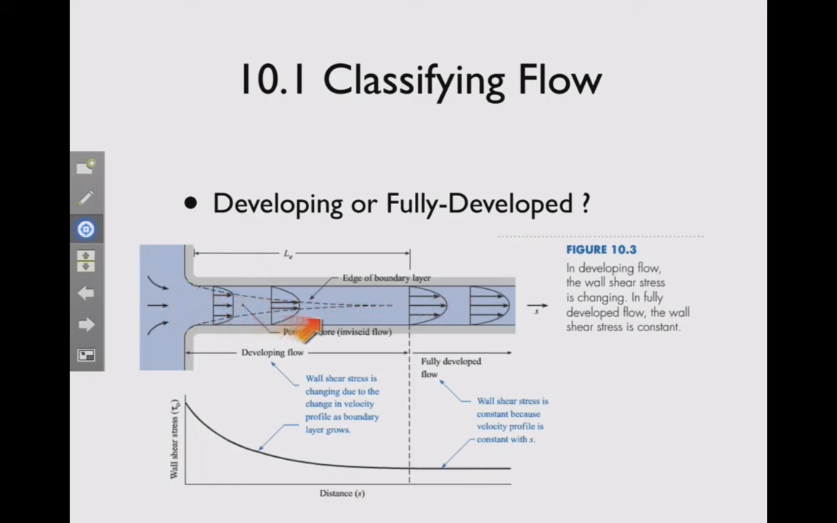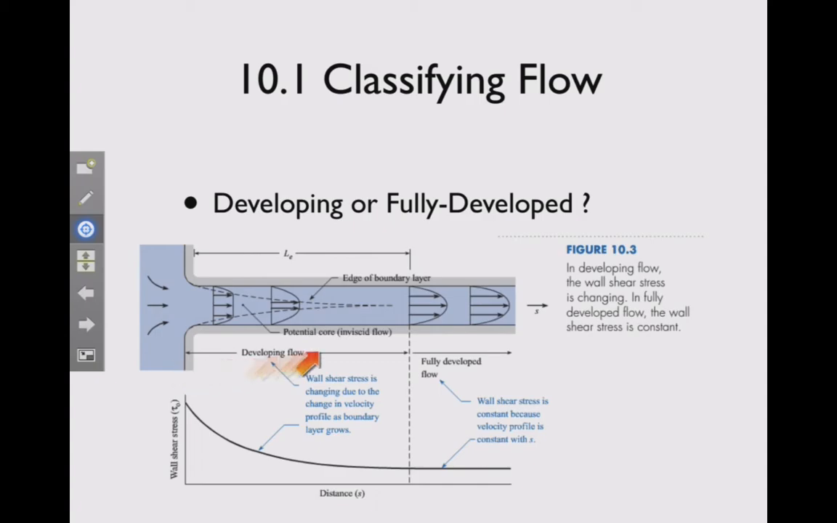There's going to be a certain distance that the flow encounters where the velocity profile is developing into a steady or uniform velocity profile. In this case, the wall shear stress is changing as the velocity profile changes. So we're in this part of the flow, in this pipe or conduit, where the velocity profile is changing as a result of the shear stresses.